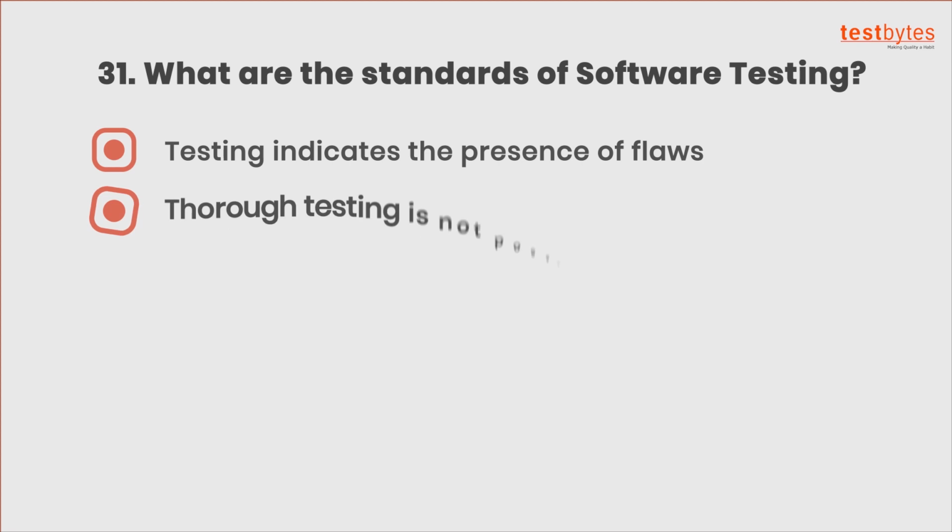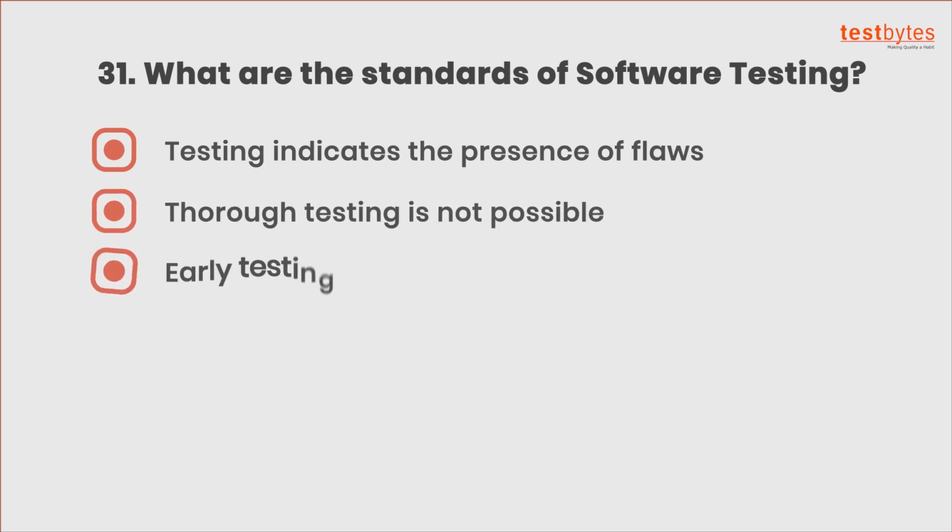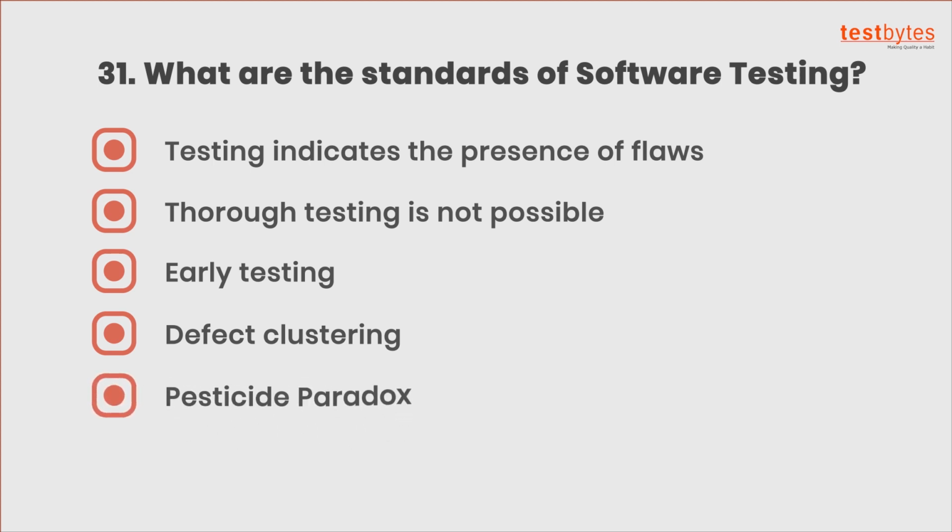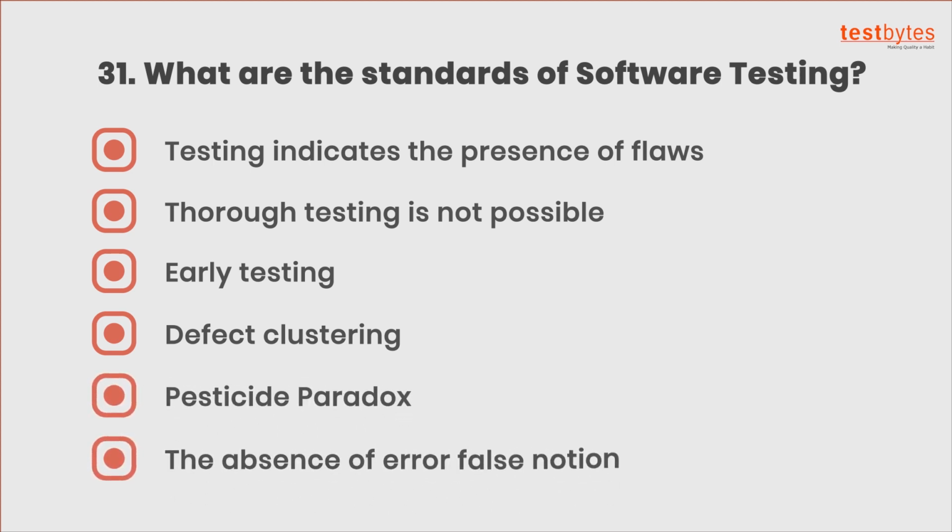Number 31. What are the standards of software testing? Testing indicates the presence of flaws. Thorough testing is not possible. Early testing. Defect clustering. Pesticide paradox. The absence of error false notion.